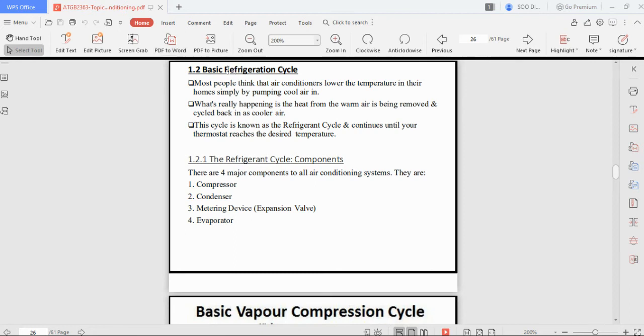This is the same as your air conditioning or your refrigerator or your car air conditioner. They are all basically working in the same way. There are four components to this air conditioning system: the compressor, the condenser, the metering device, which is the expansion valve, and the evaporator. These are the four main components in the refrigerant cycle.